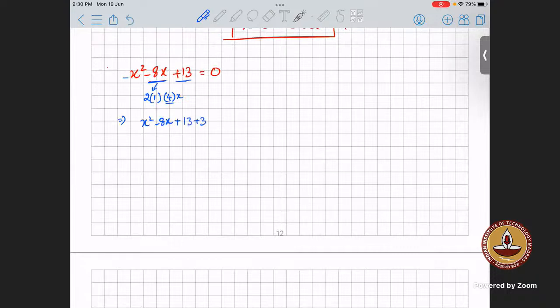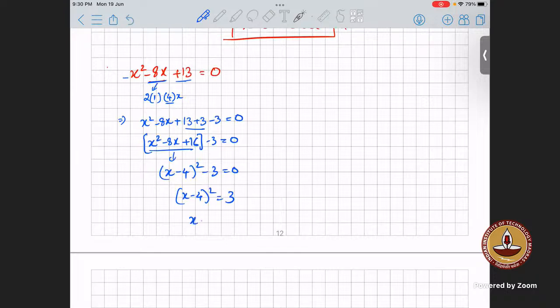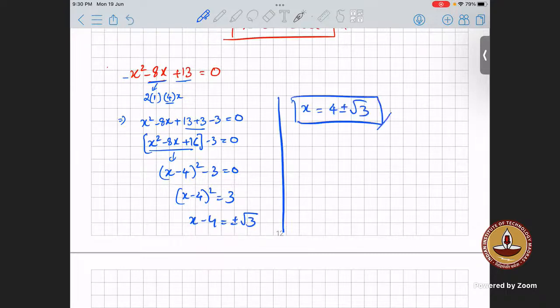Add 3 and subtract 3: plus 3 minus 3 equals 0. x square minus 8x plus 16 minus 3 equals 0. Whole term: x minus 4 whole square minus 3 equals 0. x minus 4 whole square equals 3. x minus 4 equals plus or minus root 3. x equals 4 plus or minus root 3. Everyone agree? Clear.